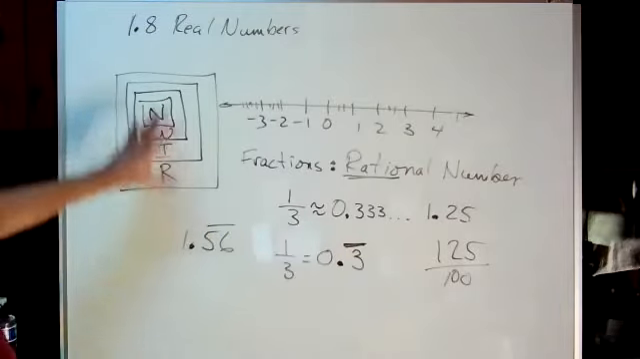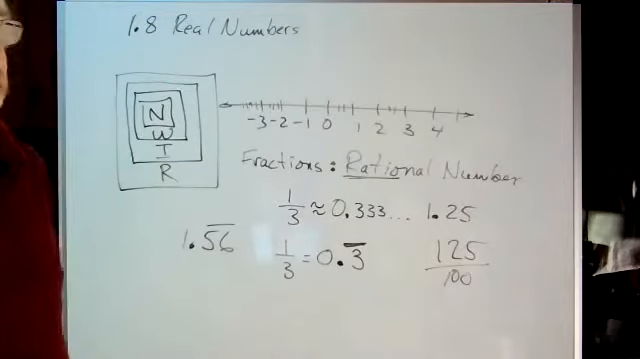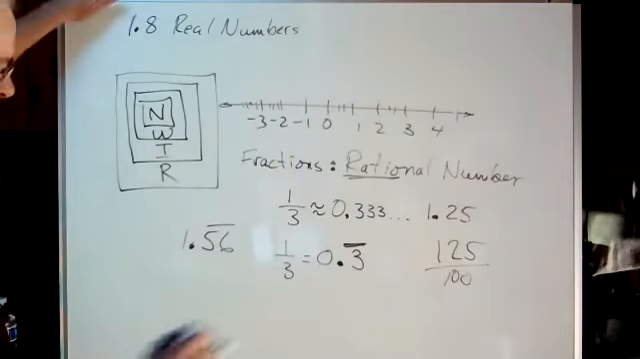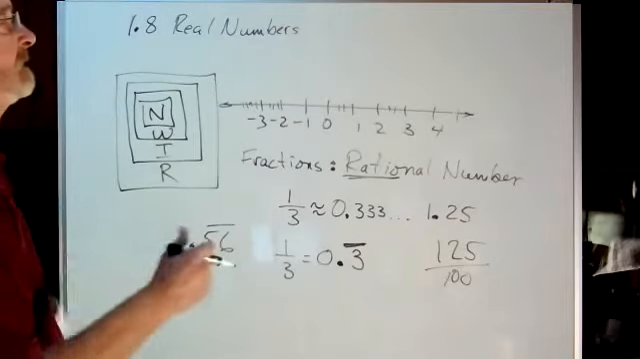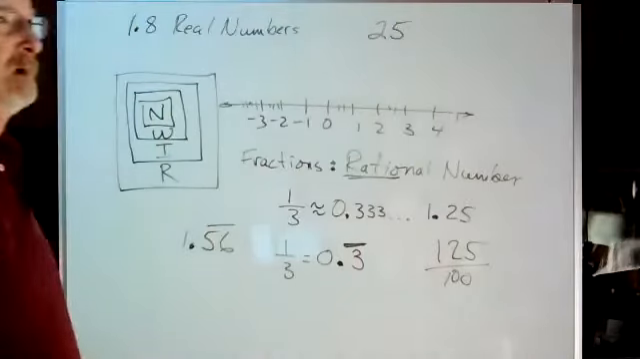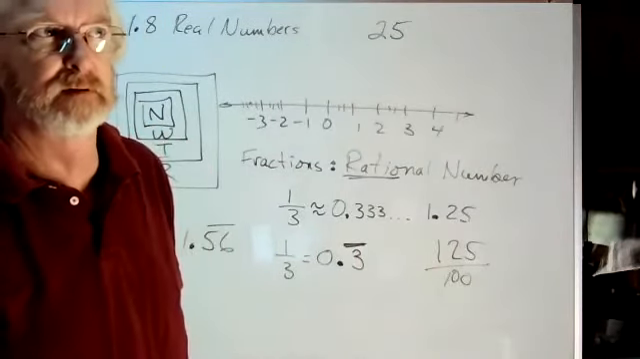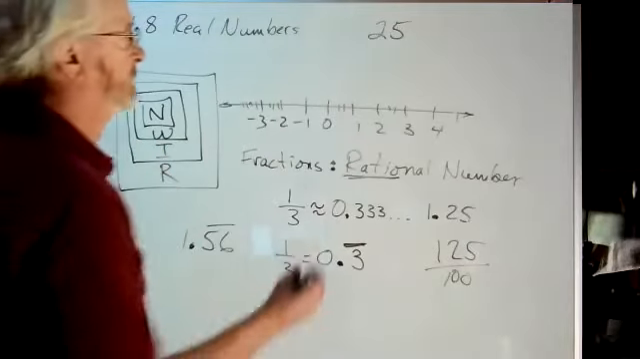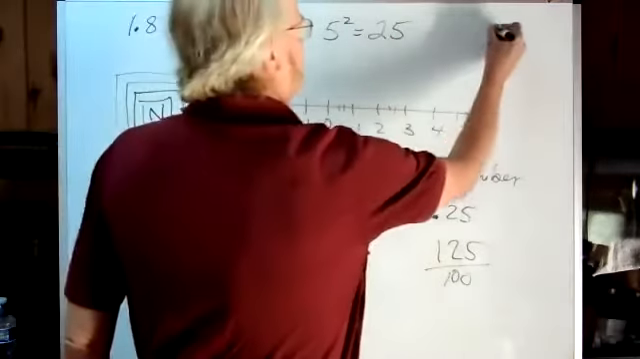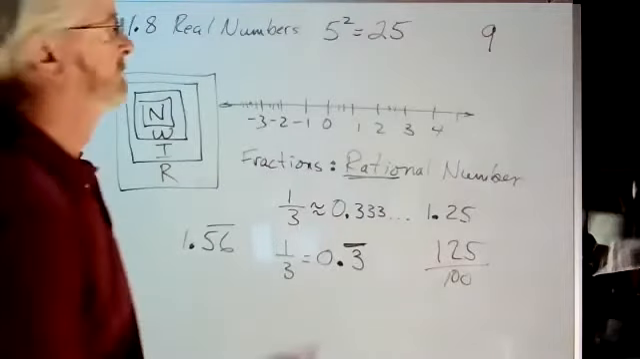So that expanded our set of numbers. These are all the different kinds of numbers we have worked with so far. What are we getting at? There's more. All right. 25. What number can I square and get 25? Oh, 5, right? What number can I square and get a 9? Oh, 3.